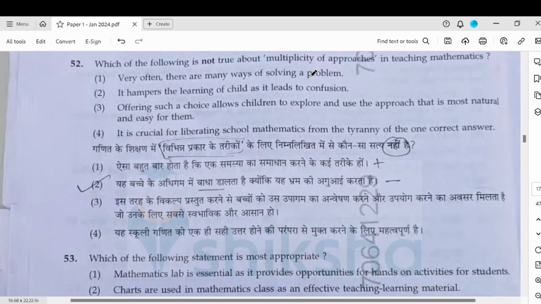Which of the following is not true about multiplicity of approaches? Okay, very often there are many ways. This is true. It hampers the learning. It is not true. So this is the one which is not true. It offers them a choice. It's crucial for liberating from the tyranny of one correct answer. True. So it hampers the learning. It is not true.